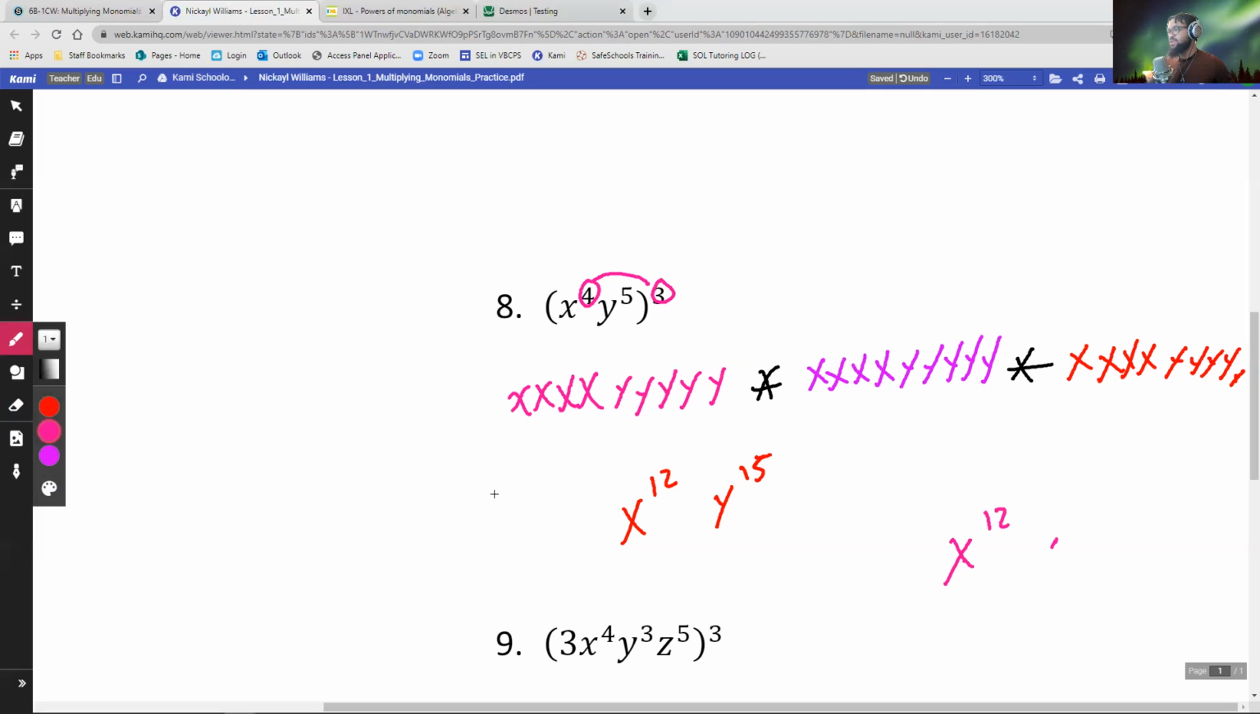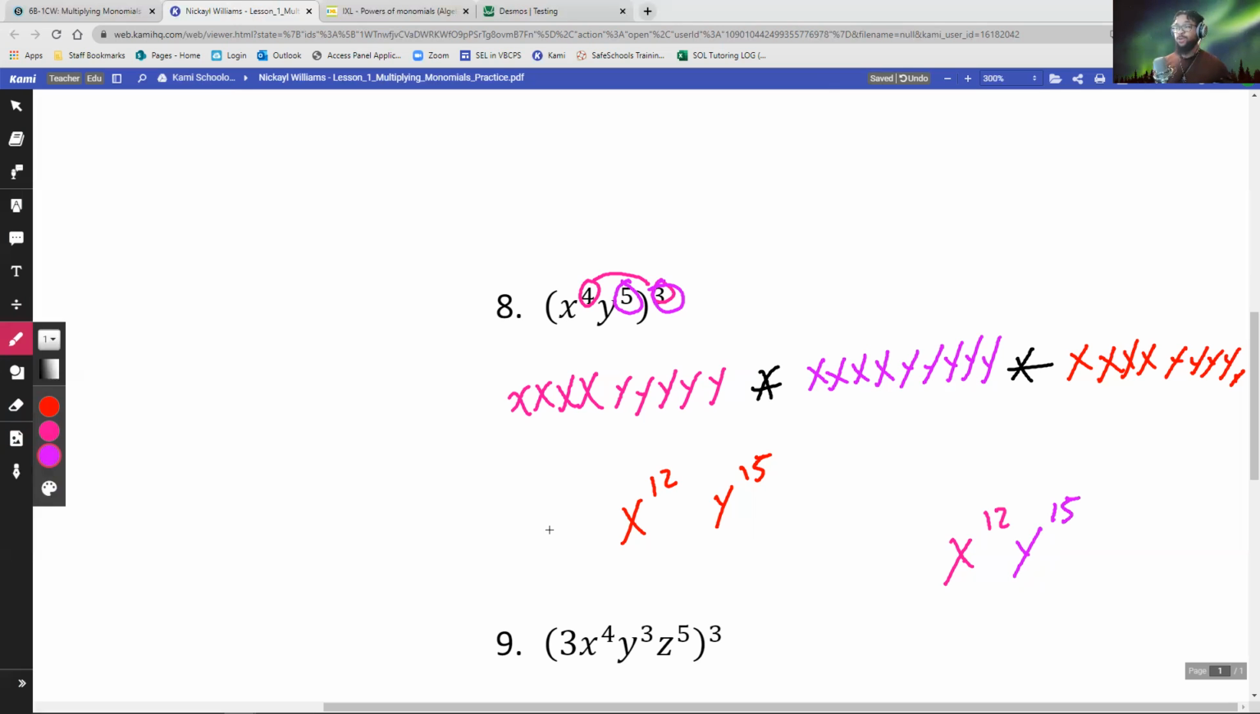And then we do the same thing with the y. For the y, actually I use a different color for y. For the y, that would be this 5 times this 3. Okay. And so we get y. 5 times 3 is 15. 15.